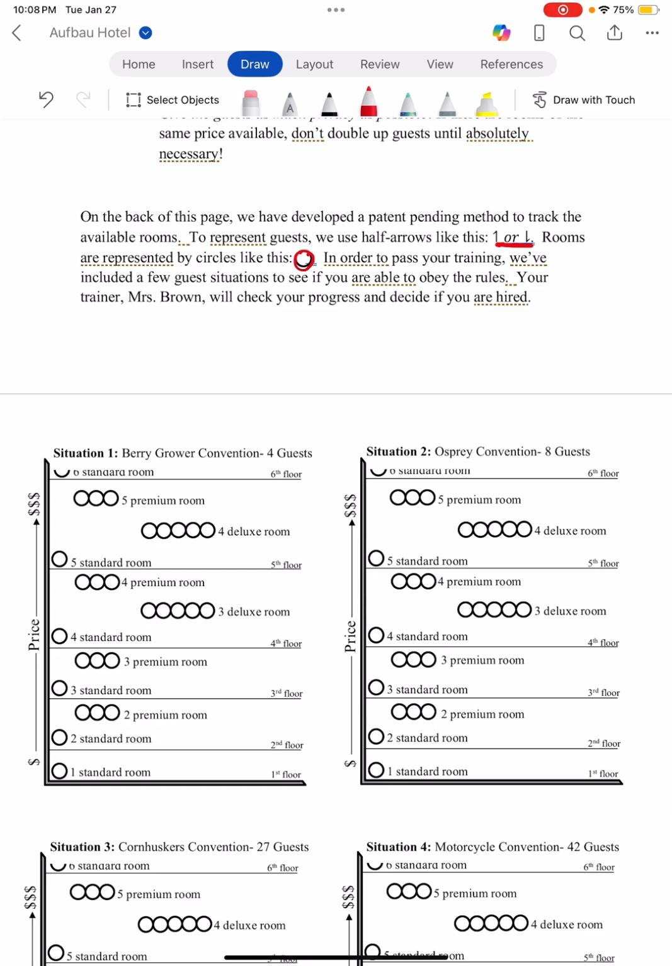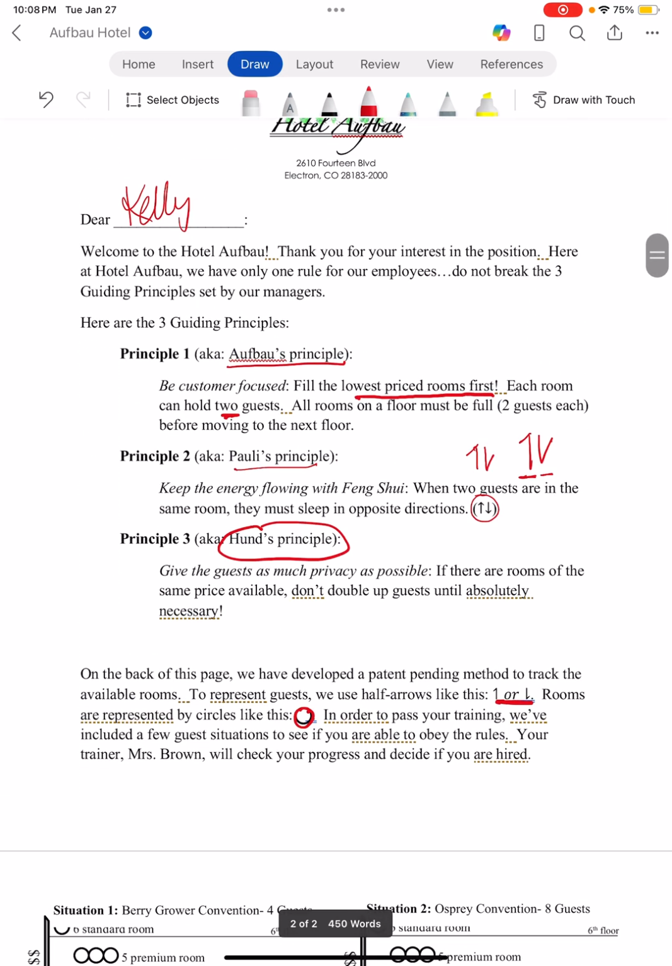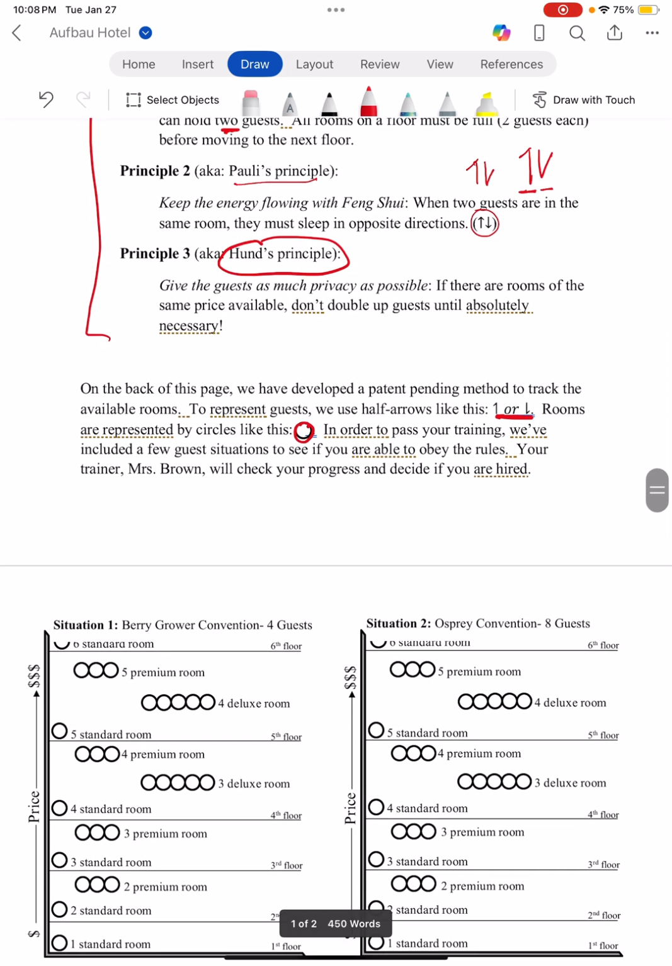So this little activity is introducing us to something called electron configuration. And electron configuration follows these 3 rules: Aufbau's rule, Pauli's principle, and Hun's principle.